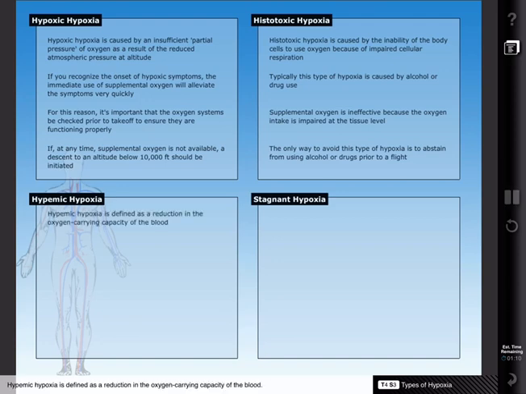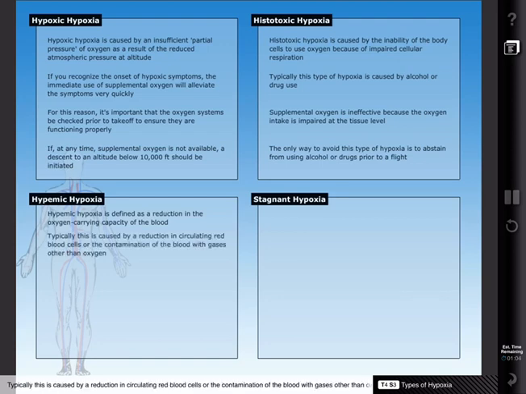Hypemic hypoxia is defined as a reduction in the oxygen carrying capacity of the blood. Typically, this is caused by a reduction in circulating red blood cells or the contamination of the blood with gases other than oxygen. Some of the causes of hypemic hypoxia may include anemia, carbon monoxide poisoning, or excessive smoking.